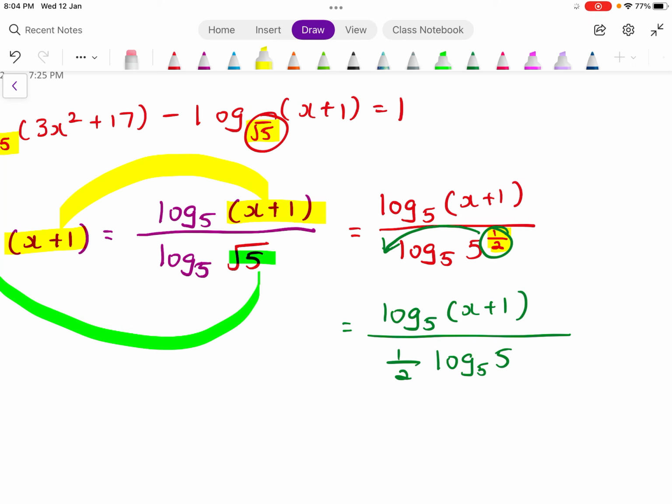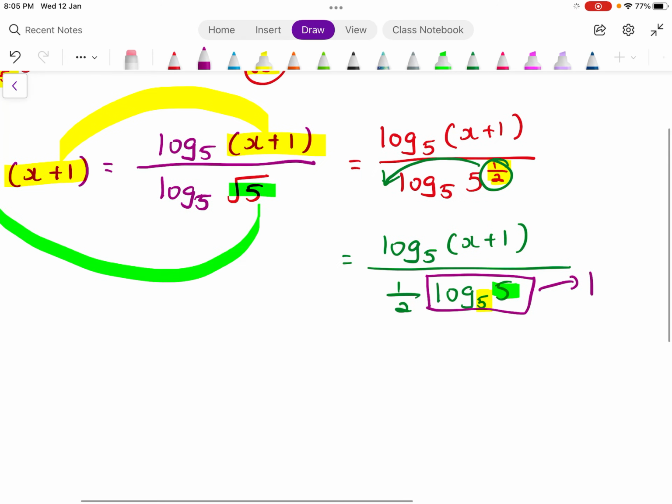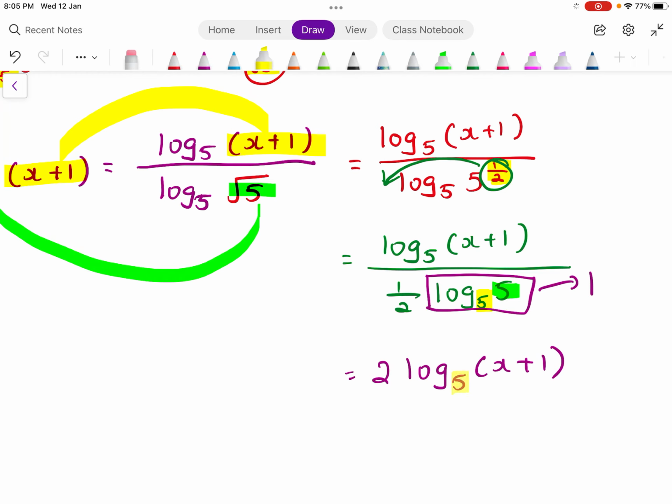So every time you see that the number is the same right here, the base and the index is the same, this whole thing will become just 1. So this whole thing is just 1 here. Then after that, you just continue. Log something divided by half, you'll get 2 log base 5 of (x plus 1). So in this case, I have changed my base successfully already. Now everything is good.